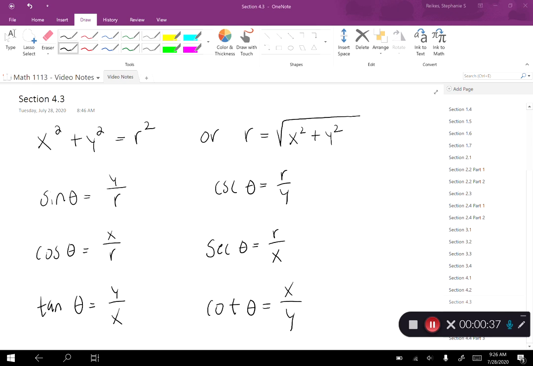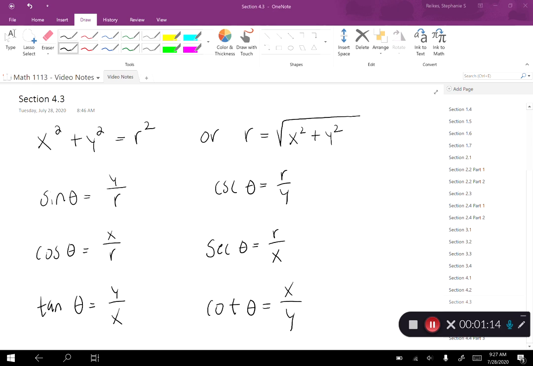So the following must be true for my 6 trigonometric functions. Sine theta is equal to y over r. Cosine theta is equal to x over r. Tangent theta is y over x, where x cannot be equal to 0. Cosecant theta is r over y, where y cannot be equal to 0. Secant theta is r over x, where x cannot be equal to 0. And cotangent theta is equal to x over y, where y cannot be equal to 0.